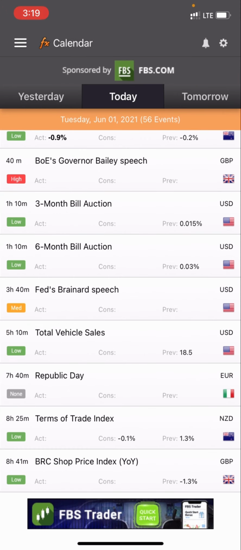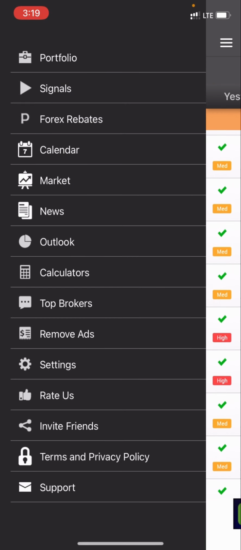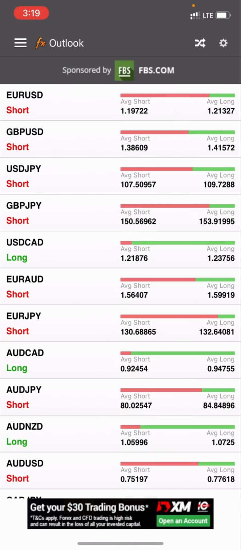Once you click the app, this is the dashboard. But I want to show you guys something called the Outlook. You might have seen this before. You might have heard about this before. Now, this information is actually helpful. But it doesn't mean that it will always go in line with what they are predicting.